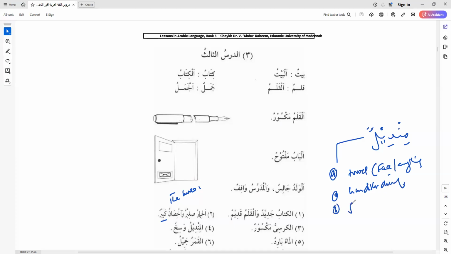Or it can be a face towel if you want. I've already talked about it. Or it can be a napkin. Mindil.